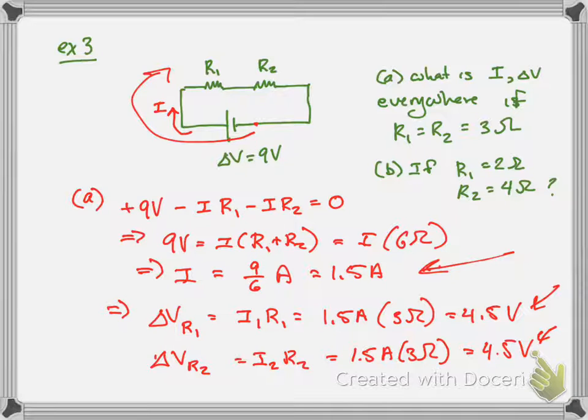Okay, so that's what we recognized, and that's what we calculated. Oh, I know what I was going to say. We could also use the concept of equivalent resistance. The equivalent resistance of this circuit in part A is R1 plus R2. They're in series, so it's 6 ohms.